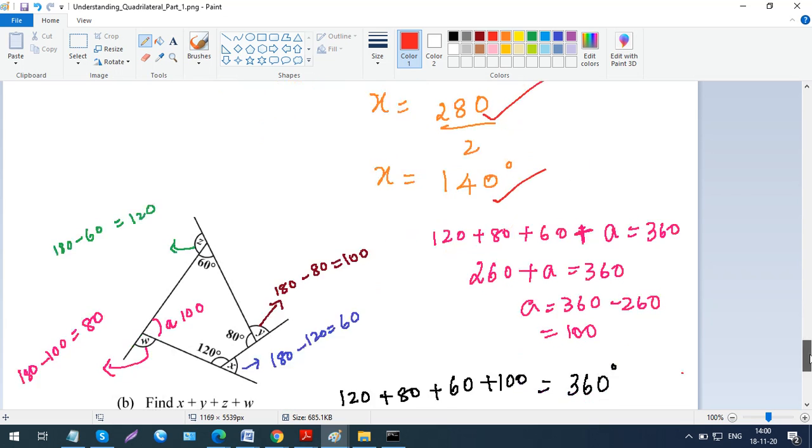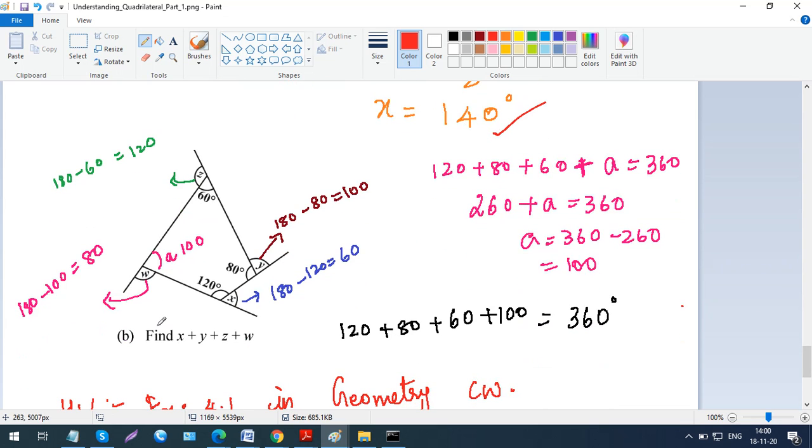Okay, so now come to the next question, question B of this particular question. See here, they are asking you to find x plus y plus z plus w, right? So here you have a quadrilateral again, and they are asking you to add all the exterior angles. The angles inside the quadrilateral are called interior angles, and the angles which are outside are called exterior angles. So x, y, w, z, all these 4 angles are exterior angles. So you find out each angle.